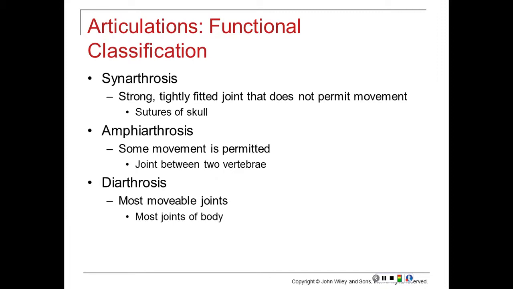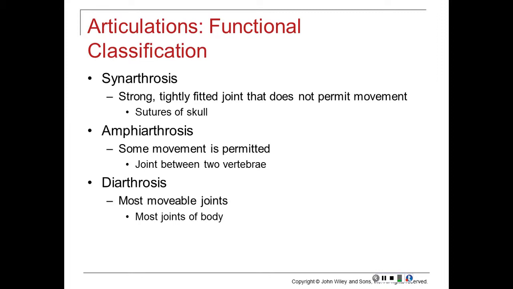A synarthrosis, that prefix syn, means without. So this is a joint that is without movement. This is a joint that does not allow any movement. So an example of this would be the sutures within our skull. An amphiarthrosis is one that gives a little bit of movement. So the joints between our vertebrae are slightly movable, or our pubic symphysis is slightly movable.